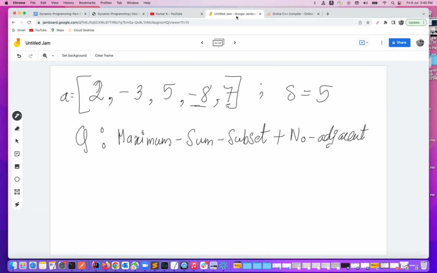Say we are given an array: 2, minus 3, 5, minus 8 and 7. The question is, find the maximum sum subset such that no two elements in this array are adjacent. What they are trying to tell us is that from this array you just have to choose any subset of numbers, and no two numbers in that subset should be adjacent.